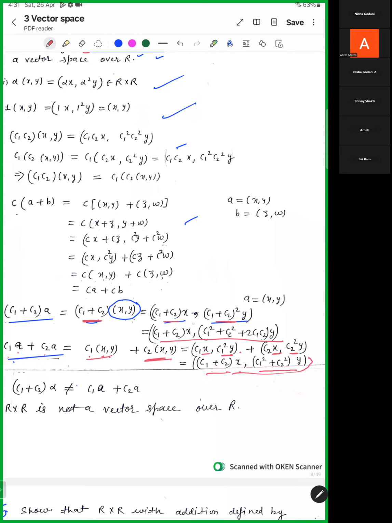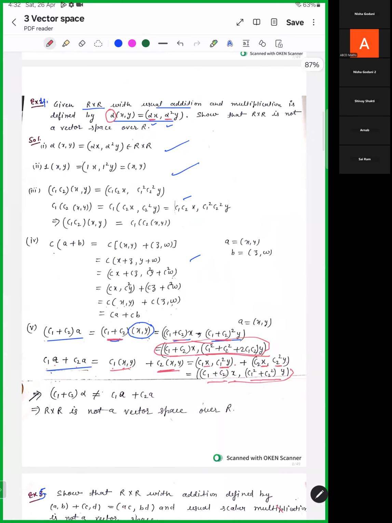This was your LHS part. So these two are not equal. Why? In the LHS part, you have an additional term 2C1C2, which is not there in the RHS term. So if this axiom is not satisfied here, this is why this is not a vector space.